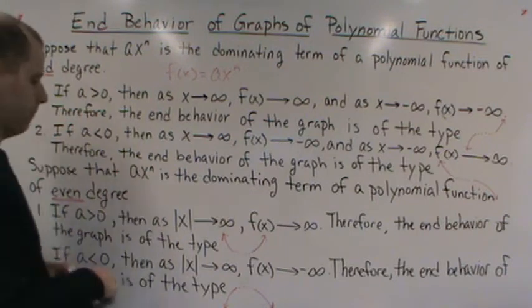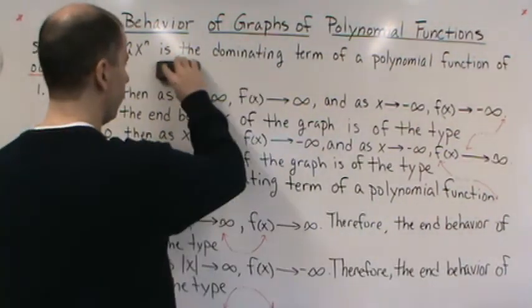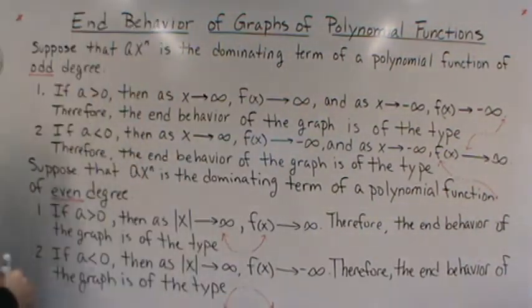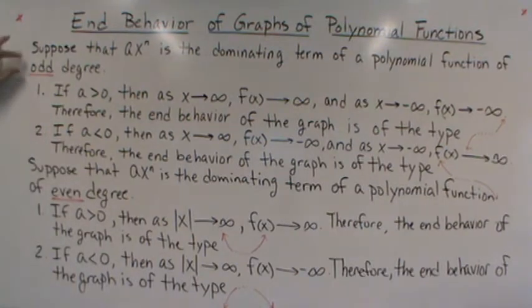But what we're going to do is expound on that and say, hey, when the degree is odd, we know that in the end behavior, the tails are going to go in opposite directions. And then we're also going to say, hey, when the degree of the polynomial is even, we know the tails are going to go in the same direction. They're either both going to go up or they're both going to go down.